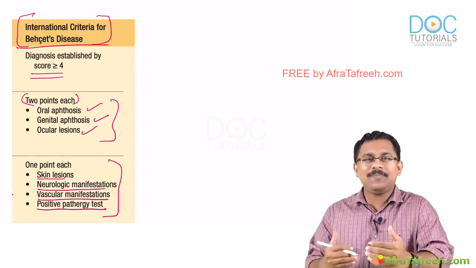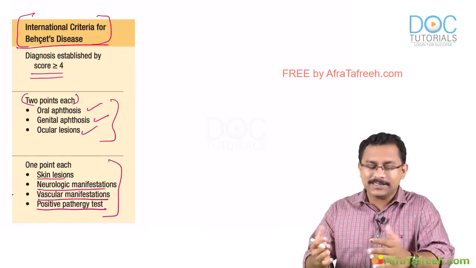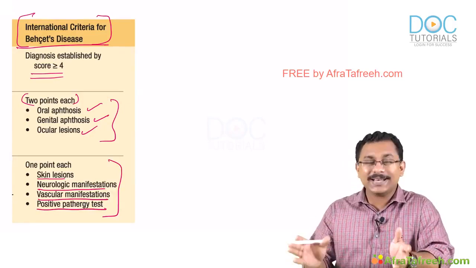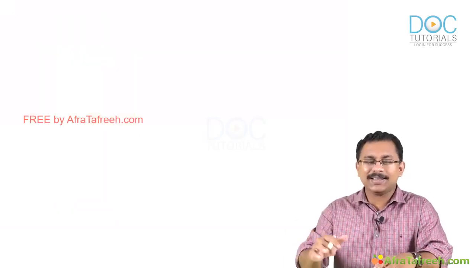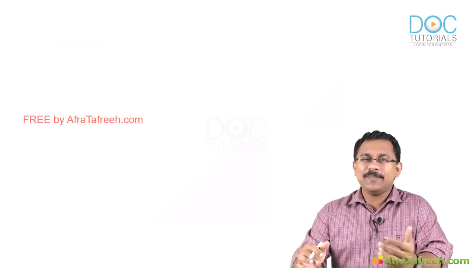So you add it up, and if the total scoring is more than or equal to 4, you can say that this is Behçet's disease. Okay, so these are the clinical manifestations of Behçet's disease.